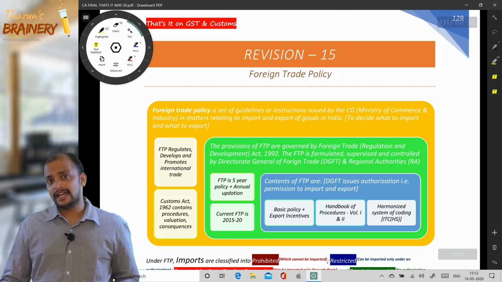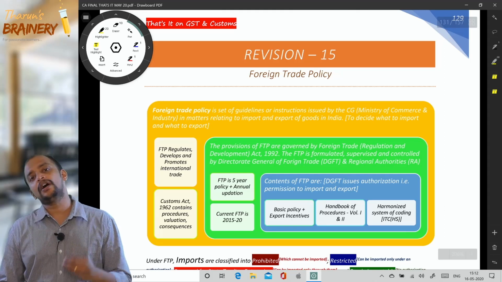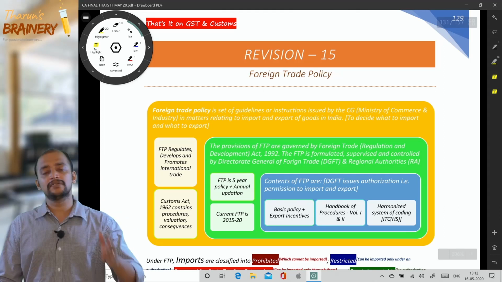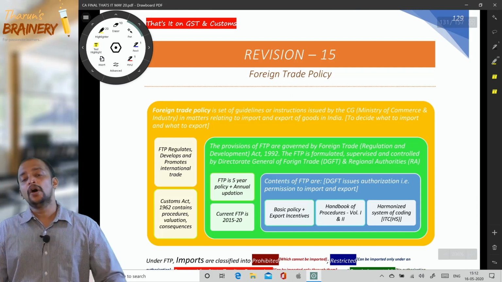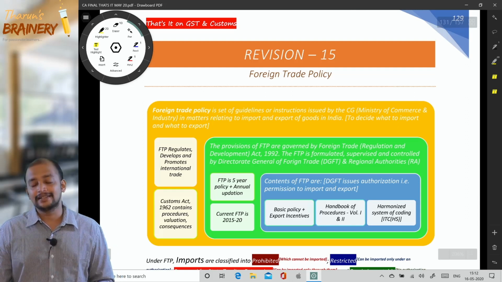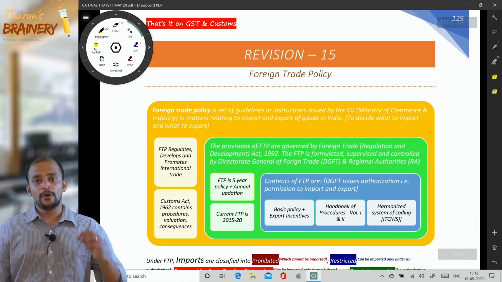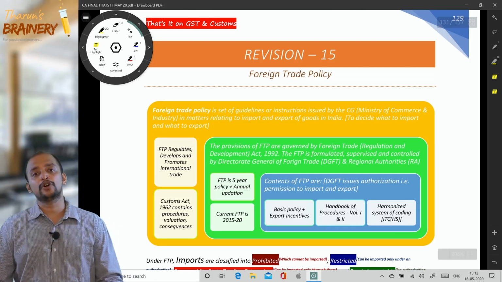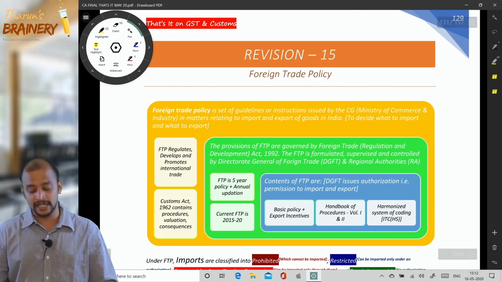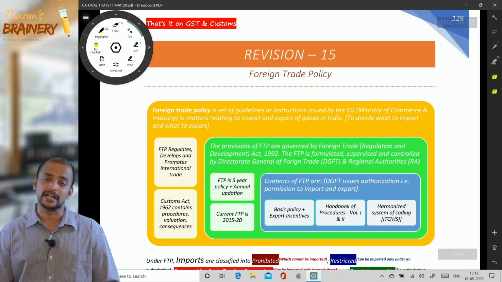And when I say license or authorization, so restricted goods can be imported or exported. How do we know it is restricted? It will be given in the foreign trade policy. So restricted goods can be imported or exported only when you have a license. That license is a colloquial word, whereas the normal law word is known as authorization. So only when you have an authorization, you can import or export restricted goods. And who will give that authorization? DGFT only will give authorization. You can see that DGFT issues authorization, that is permission to import or export.